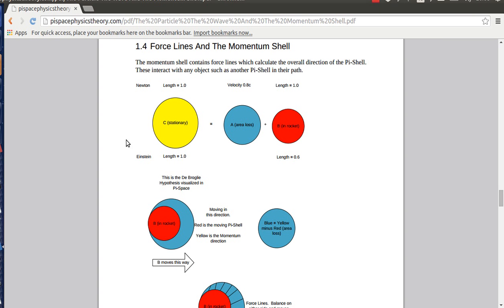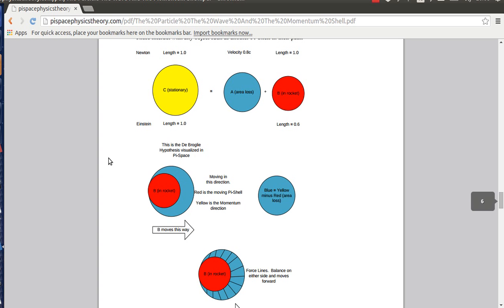Hey there, in this video I want to describe the PySpace notation and how you can model the particle and the wave and force using what I call the momentum shell. In this simple example, I have the PySpace notation here, which is the stationary object. You have an object traveling at, say, 0.8 of the speed of light, and this is the area loss. And then this is the size of the pi shell of the rocket, which is 0.6.